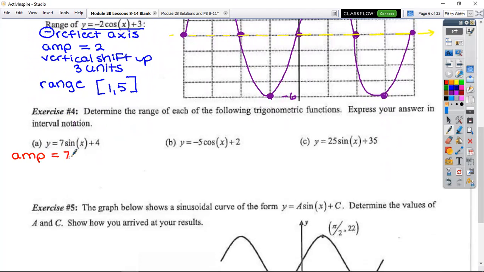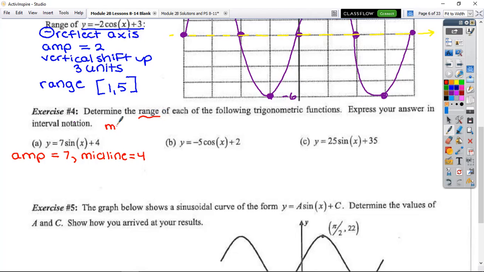My midline is going to be 4, which means I go up 4. The midline is equal to 4. So instead of typing this in the calculator, you can find the range in an alternative way. If you don't want to use the calculator, all you're going to do to find a range is compute a minimum and a maximum value.